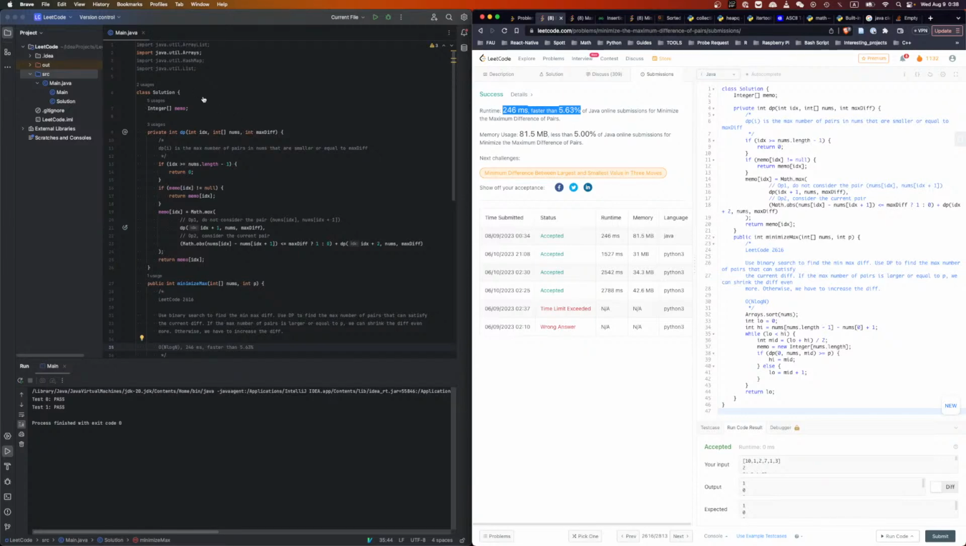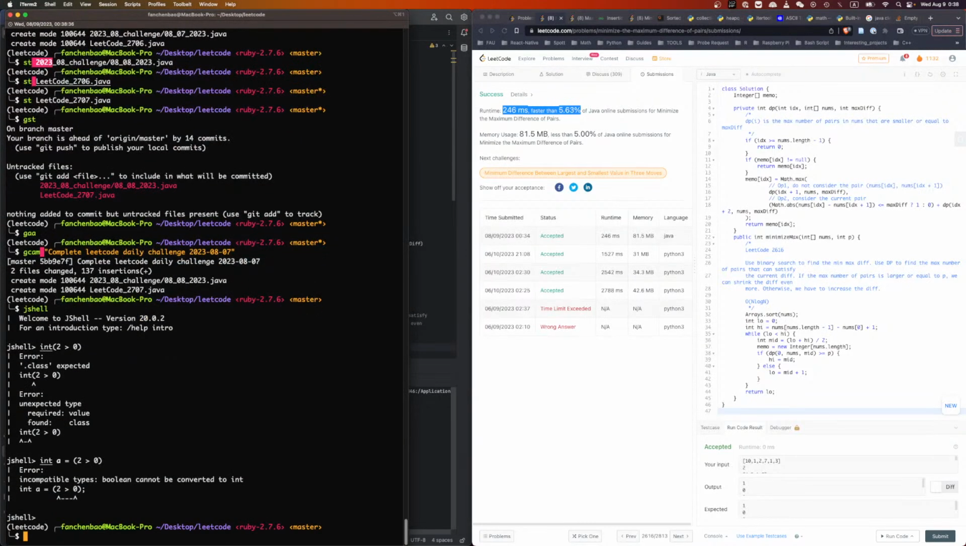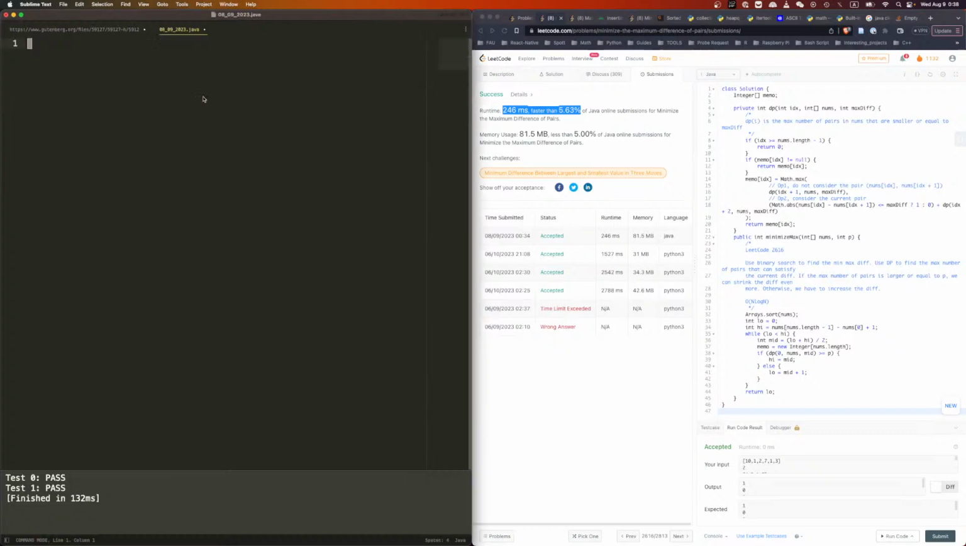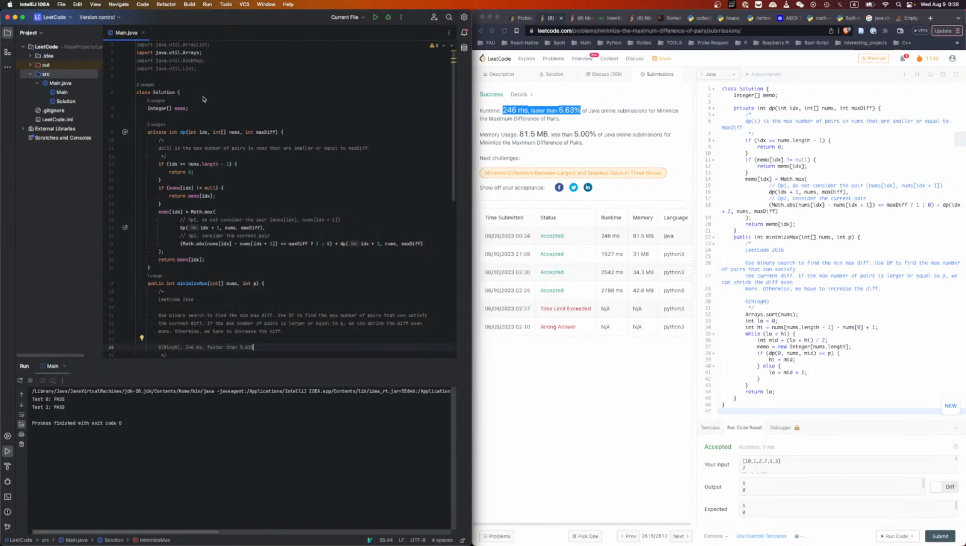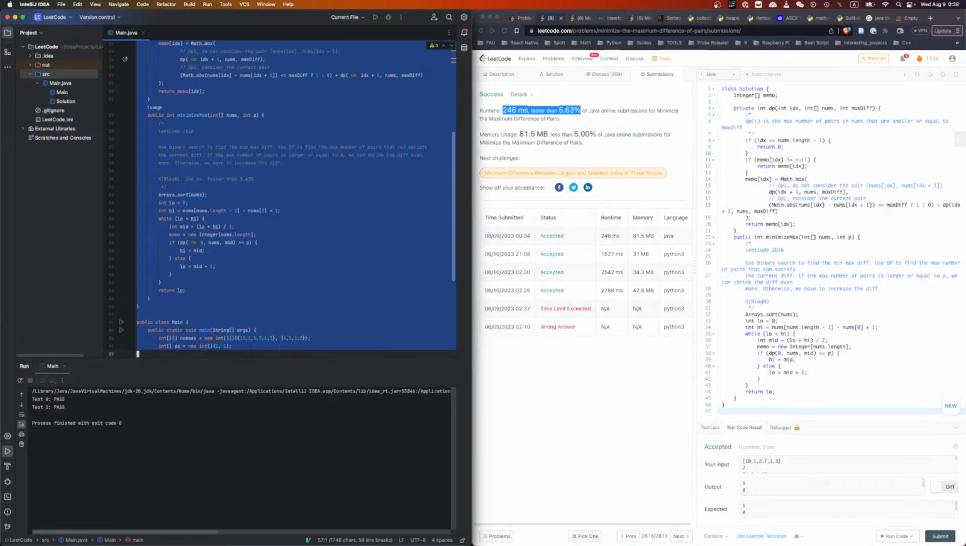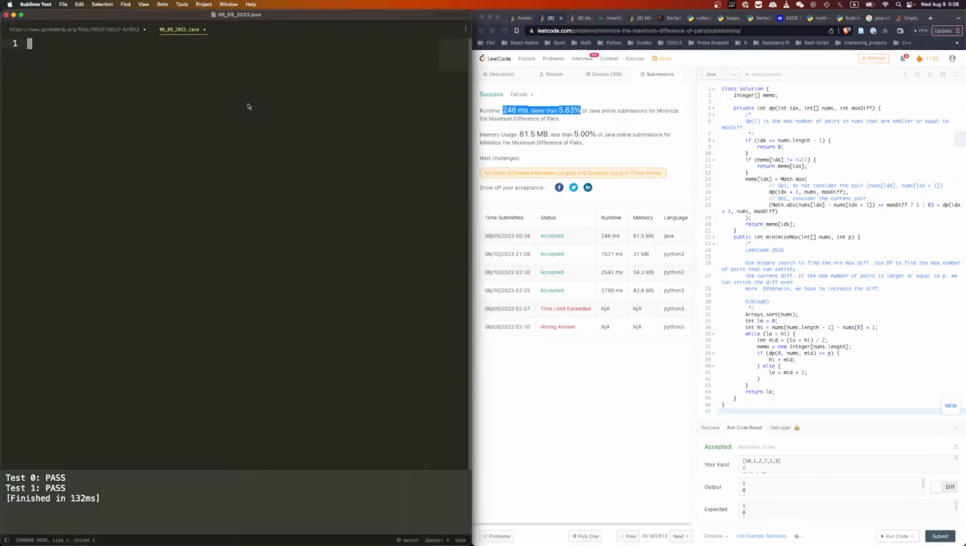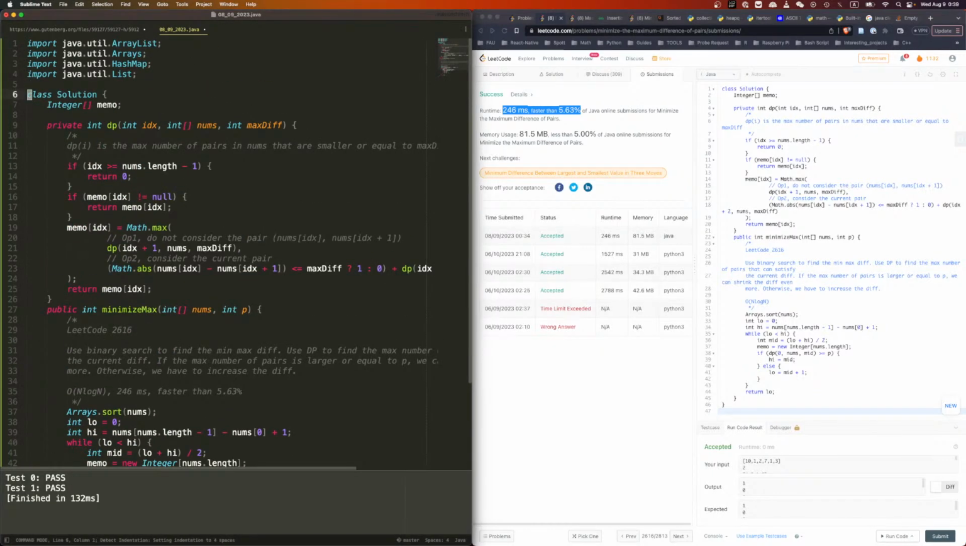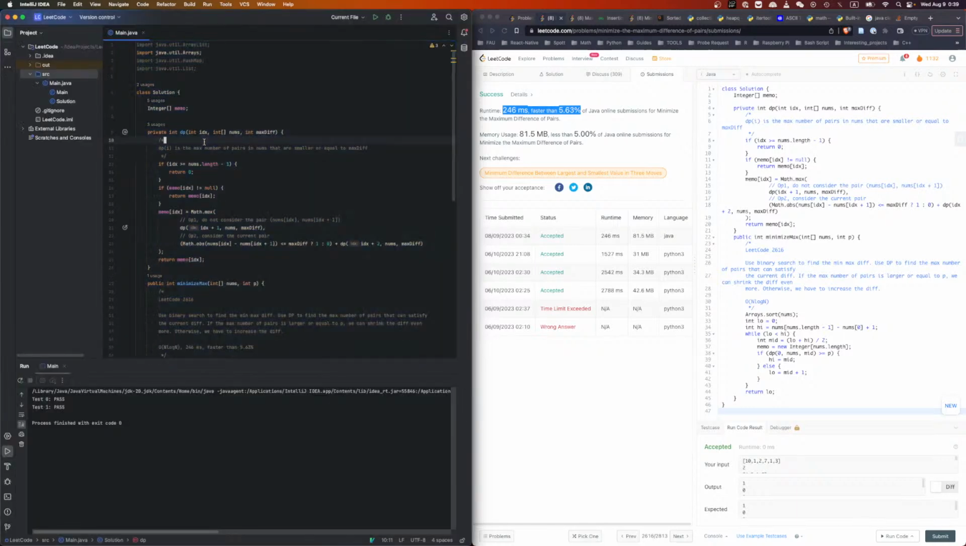Alright, let's copy and paste this one first. Let's call it solution 1. And let's do a solution 2. So no DP. We don't need DP. Hey, but DP works, right? DP works.